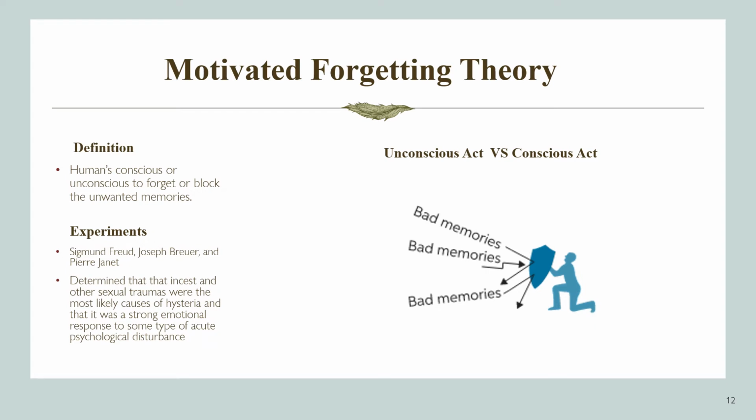There are two types of motivated forgetting theories, which are the unconscious and the conscious. Unconscious is psychological repression. This concept explains that humans push negative emotions and thoughts into the unconscious mind. The other one is the conscious. Conscious refers to thought suppression. It happens when an individual consciously tries to ignore or stop thinking about intrusive thoughts that frighten us or make us uncomfortable. Both involve bad memories.